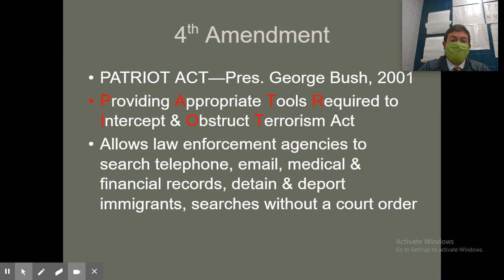It stands for providing appropriate tools required to intercept and obstruct terrorism act. They shortened it to Patriot because it's a lot shorter. It allows law enforcement agencies to search telephone, email, medical, and financial records, and detain and deport immigrants without a court order. Okay, so they can do a lot of things without a court order as long as it falls under the Patriot Act.